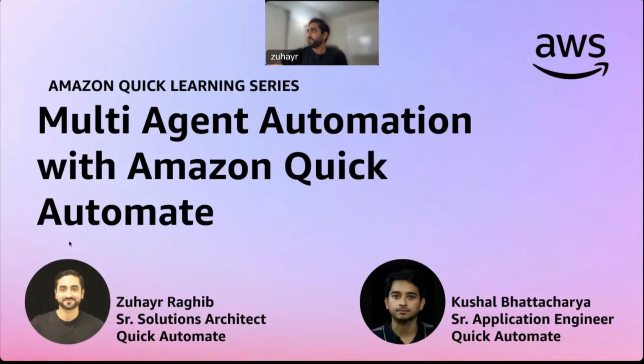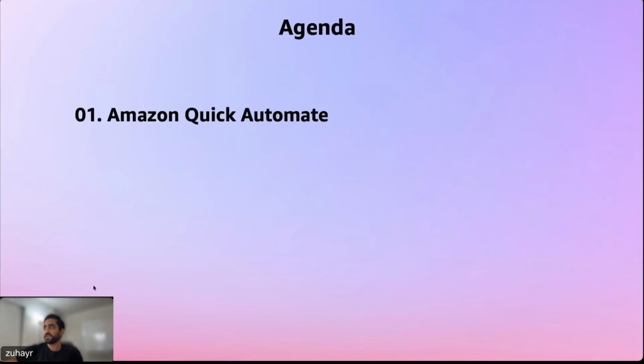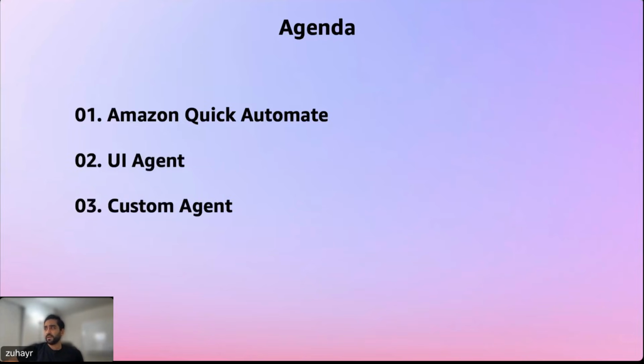So let me walk through our agenda for today. I'll start off by giving a quick recap of Amazon Quick Automate. This is the second video in our series focusing on this topic. And of course, today we're talking about multi-agent automations. There's two features within Quick Automate that we'll focus on in terms of an introduction that I'll give. One is the UI agent, and the second is the custom agent. And then I'll pass it over to Kushal, who will show us an end-to-end demo.